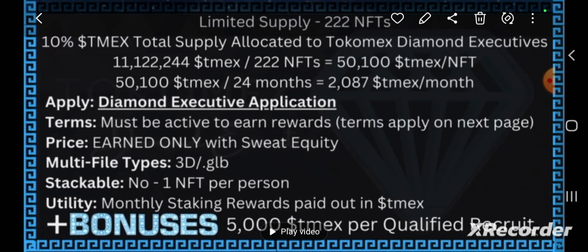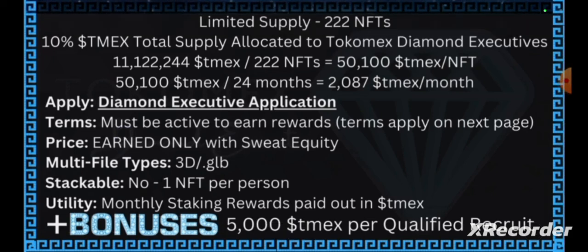Utility, again, monthly staking for these rewards paid in TMEX token. Another one is executives get bonuses. So we're going to be paying bonuses, 5,000 TMEX per qualified recruit. This is just one type of bonus. There could be more coming up in the future. We'll let you know about them, but this is definitely one so we can recruit and grow our base community. That way we can build more projects and build more teams for those projects like Zapata and many other projects. So that pretty much explains the Diamond executives.